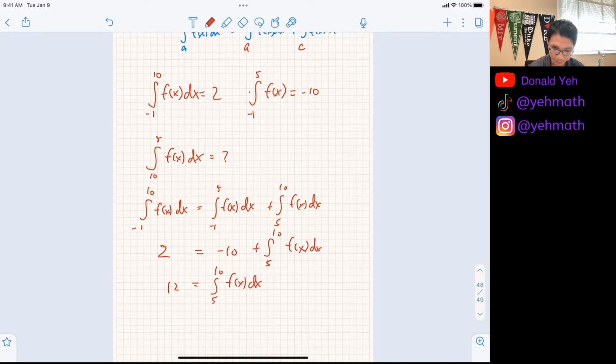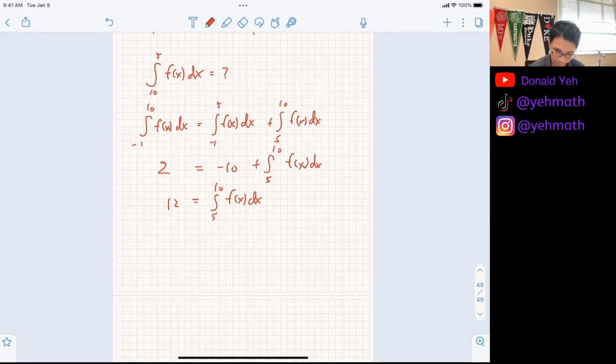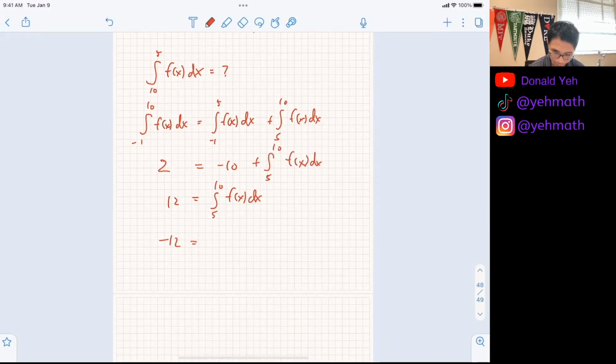What are they asking? It's from 10 to 5. So that's -12, equal to the integral from 10 to 5, if I switch the boundary. This is simple arithmetic, but you just gotta learn how to write it out.